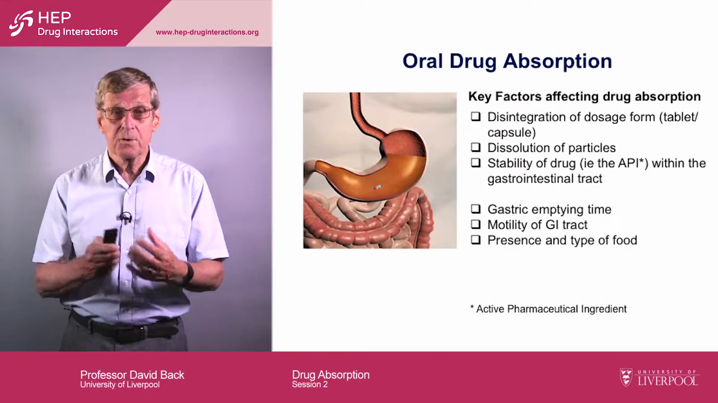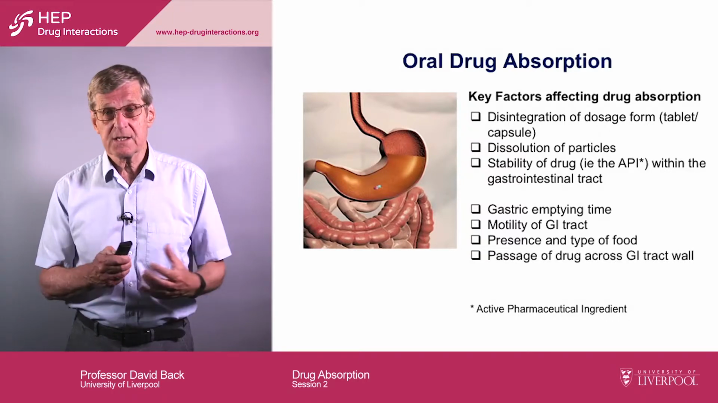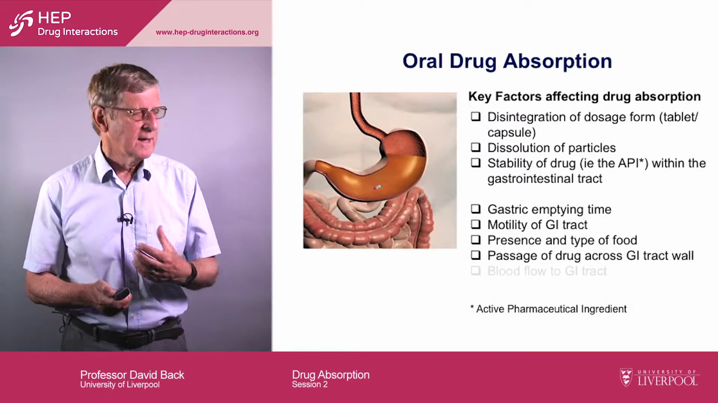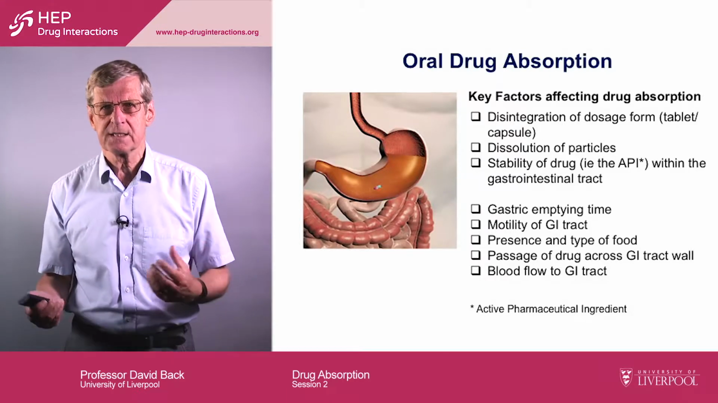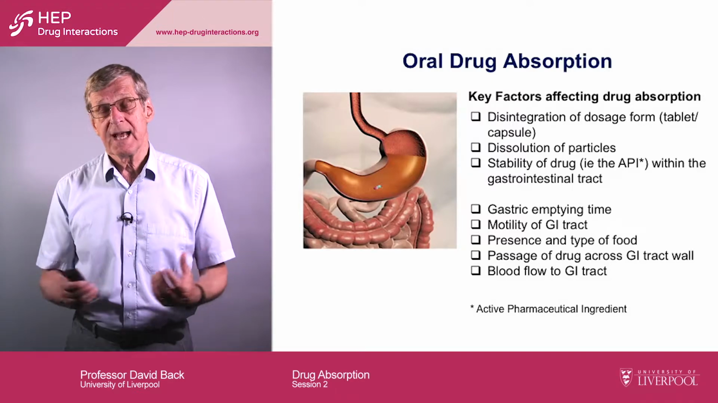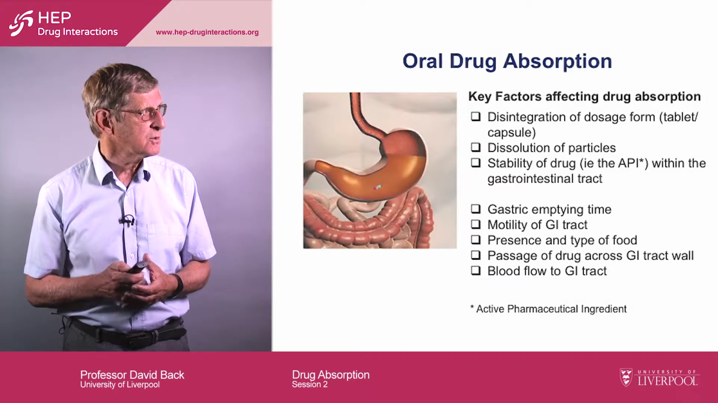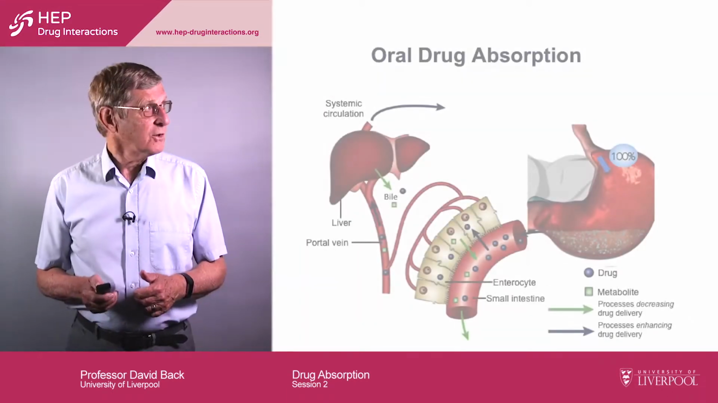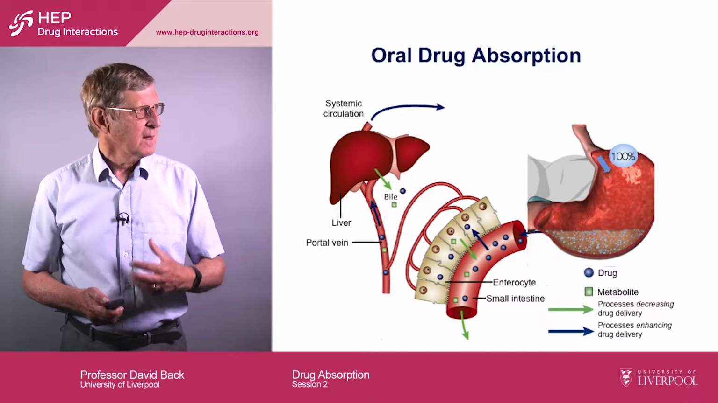And then there are physiological factors: the gastric emptying time, the motility of the gastrointestinal tract, the presence of food, the type of food that has been eaten with the drug, the passage of drug across the gastrointestinal wall and blood flow to the gastrointestinal tract. These are all physiological factors which, together with the drug factors, will determine how much of the drug is absorbed from the gastrointestinal tract.